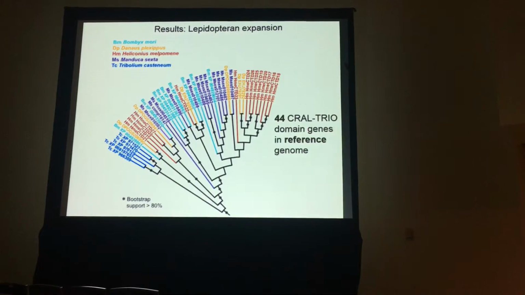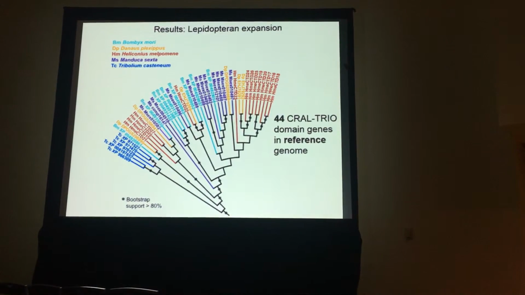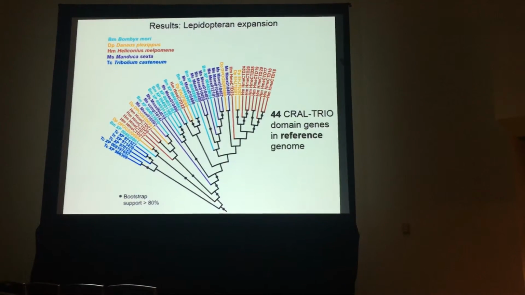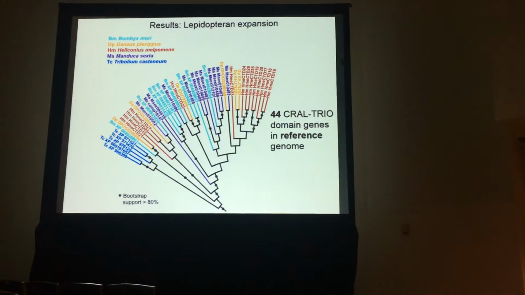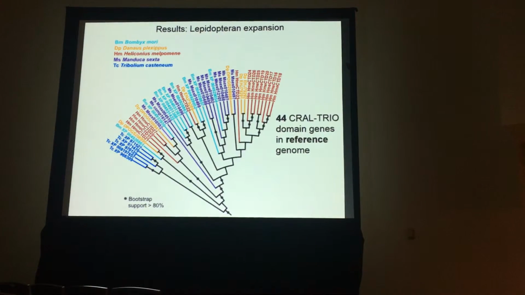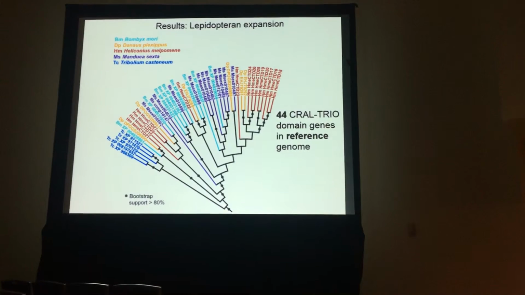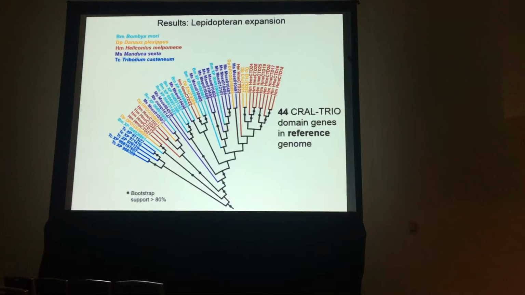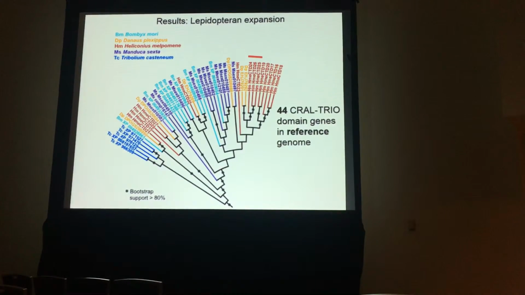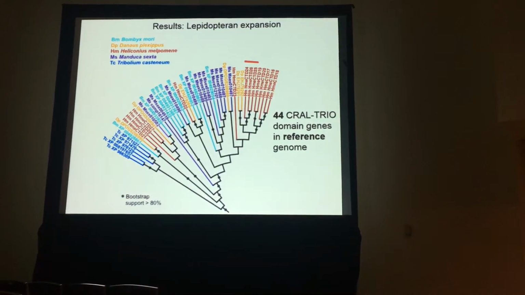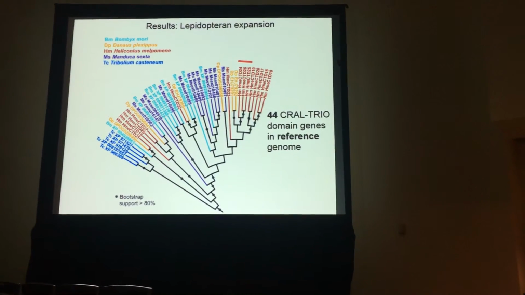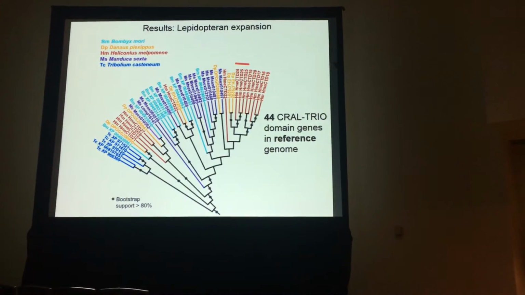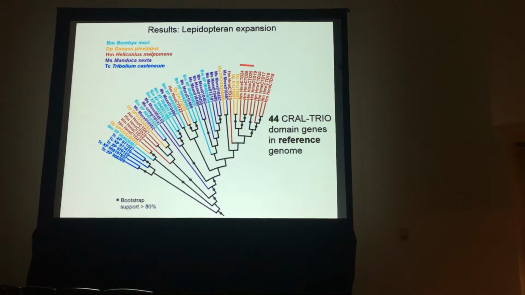We found a total of 44 CRAL-TRIO domain genes in the reference Heliconius melpomene genome. And this is comparable to Manduca sexta, where they found 42 CRAL-TRIO domain genes. Also, I named each of these Heliconius genes in the order in which they appear on the scaffold. And if you look closely, genes that are closely related on the tree are adjacent to each other. And so we found a lot of tandem duplications, suggesting that there's an array of tandem duplications for these genes in the Heliconius melpomene genome.